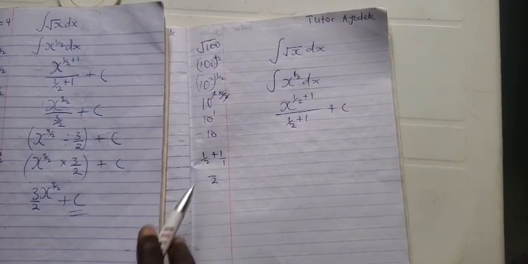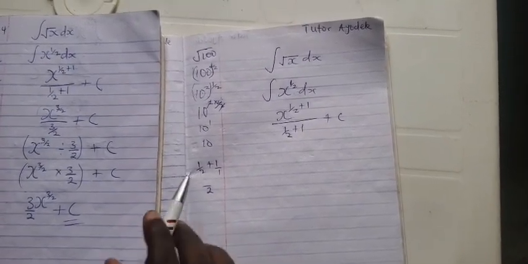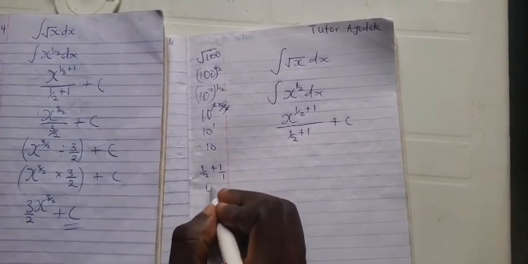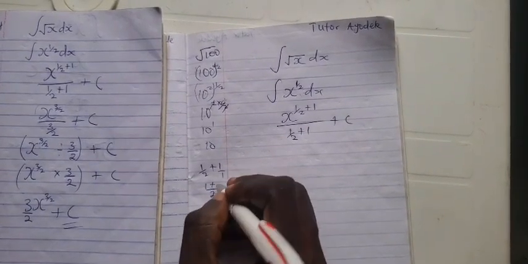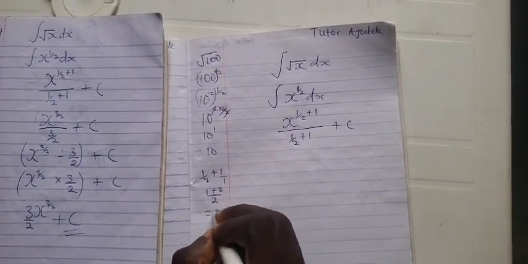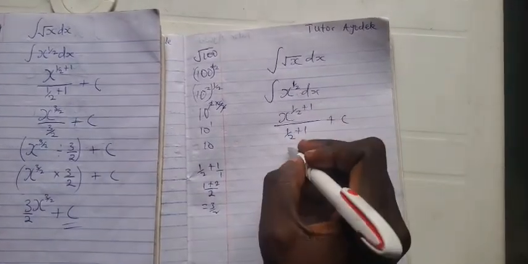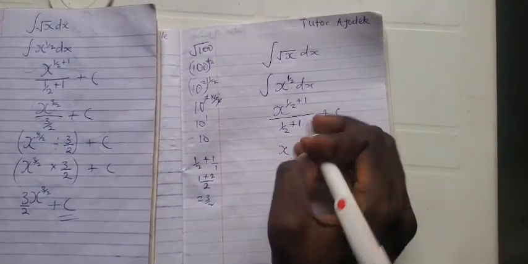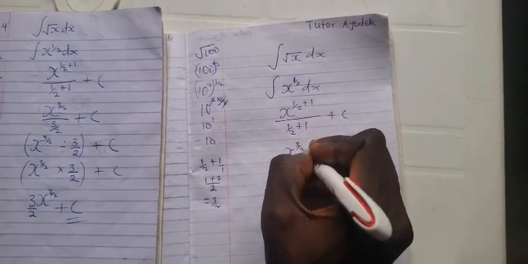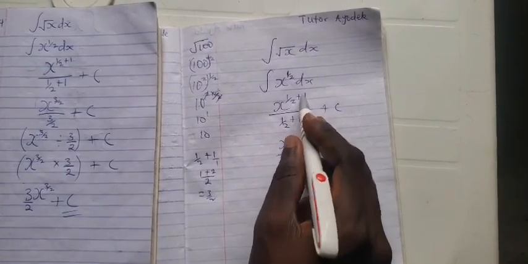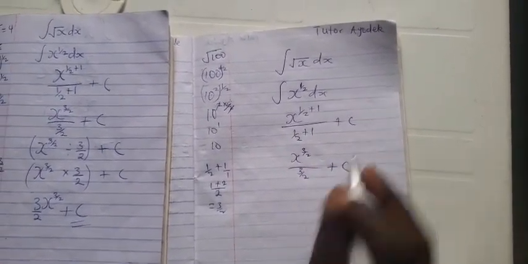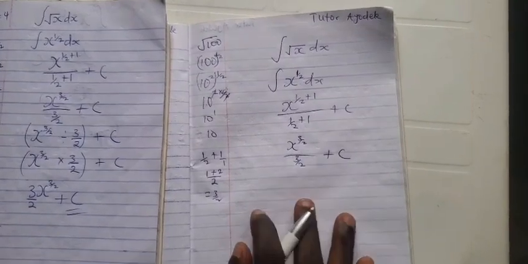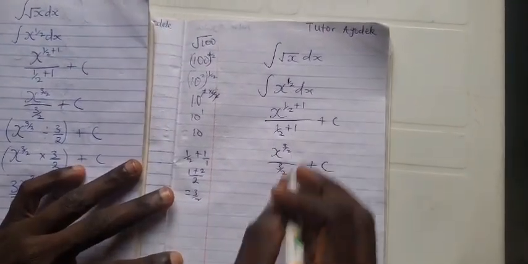So these 2 goes in this 2 how many times? 1. 1 times 1 will give you 1, plus 1 goes in this 2 times. 2 times 1 will give you what? 2. So to give you what? 3 over 2. So this one will become what? X, everything here will become raised to the power of 3 over 2, over, since what is here is the same thing as what is here, we also have 3 over 2. Make sure that you include your constant. And so let's simplify further.